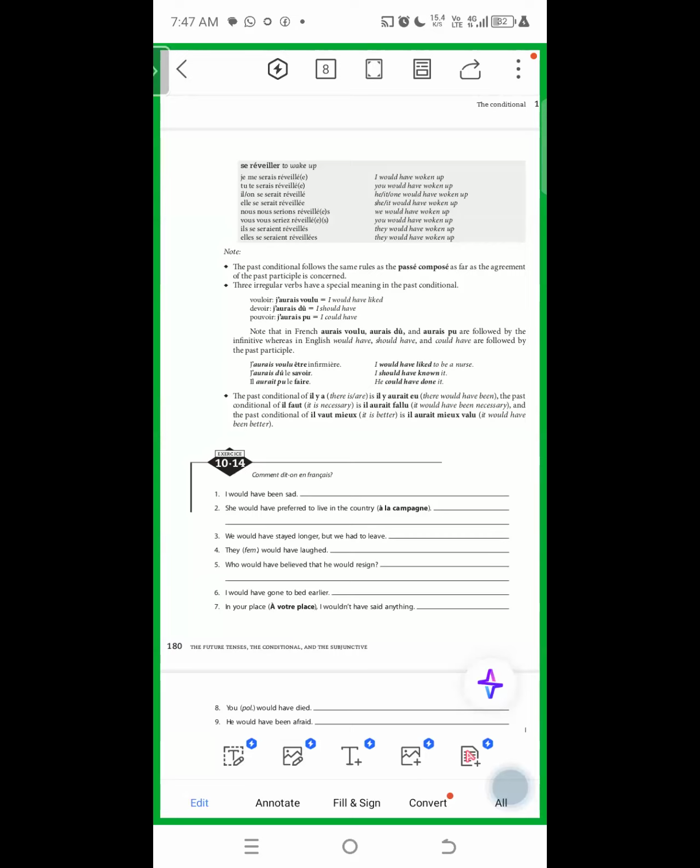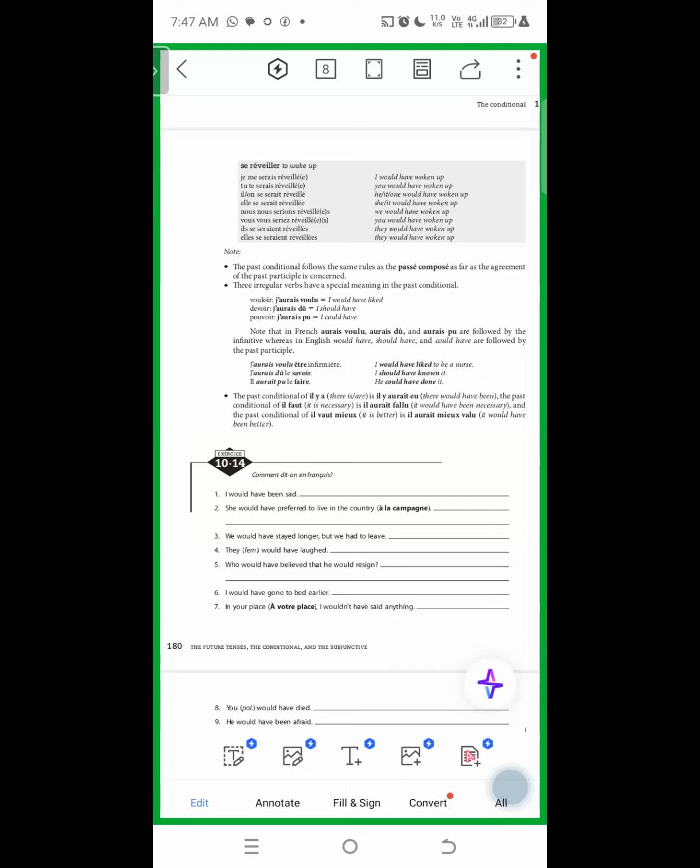J'aurais dû le savoir. I should have known it. Il aurait pu le faire. He could have done it. Is it just these ones that are followed by the infinitive, or every past conditional? These three. Okay.